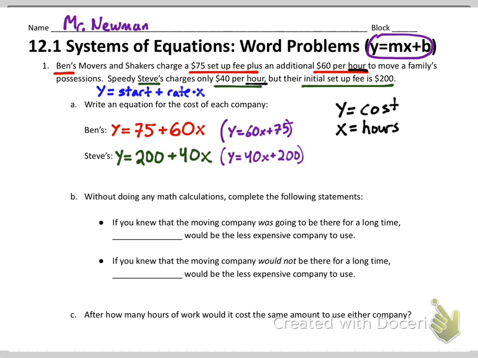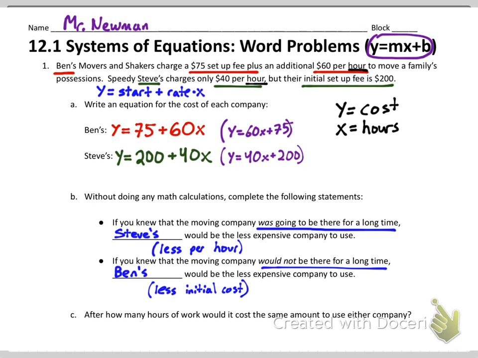So, without doing any math calculations, complete the following statements. If you knew that the moving company was going to be there a long time, blank would be less expensive. Well, Steve's company is less per hour. So if there's a really, really long time, his is going to be less expensive in the long run. Likewise, if you knew the moving company would not be there very long, we'd want to use Ben's company. That's because the initial cost, the starting cost, is smaller.